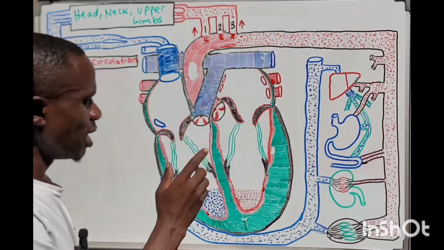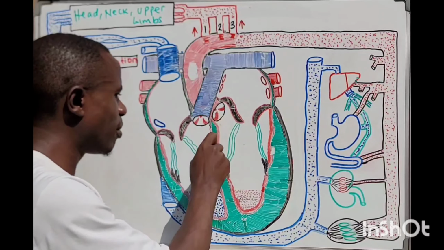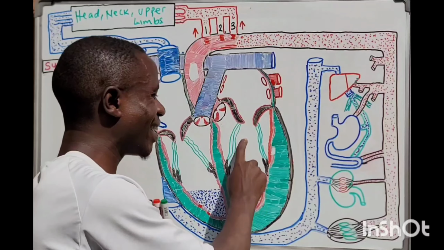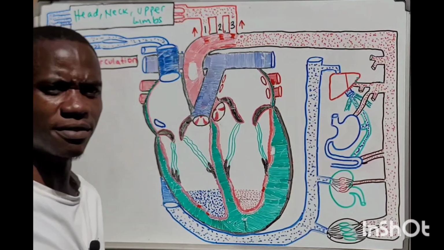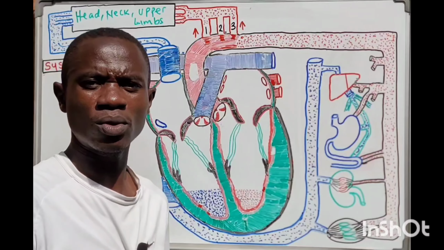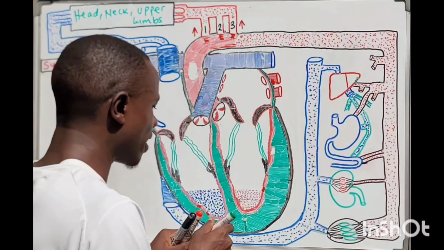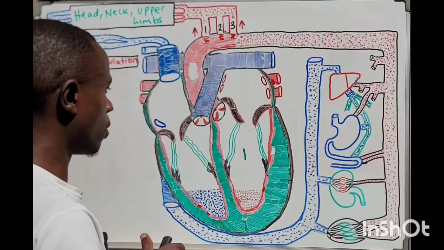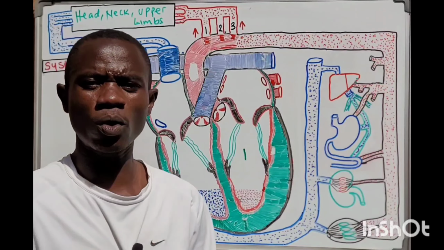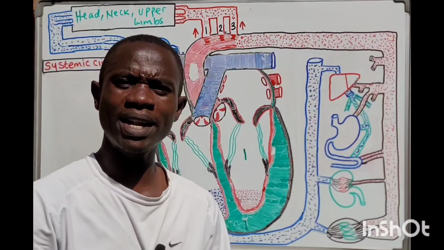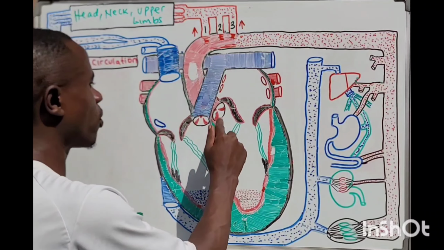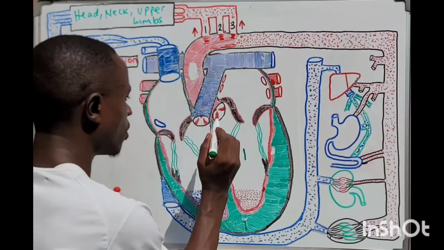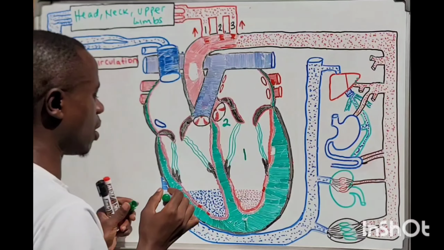Like we said in the previous video about the pulmonary circulation, the pulmonary circulation ended in the left ventricle, and that is the beginning of the systemic circulation. So our first step in the systemic circulation is the left ventricle. When the left ventricle contracts, it squeezes the blood as if it has never squeezed before, and this blood hits the aortic semilunar valve. This is our second step.